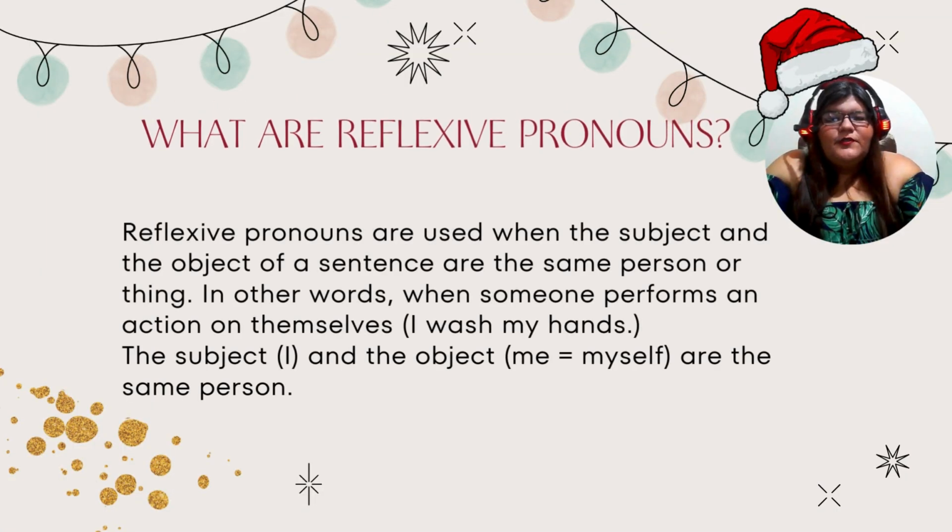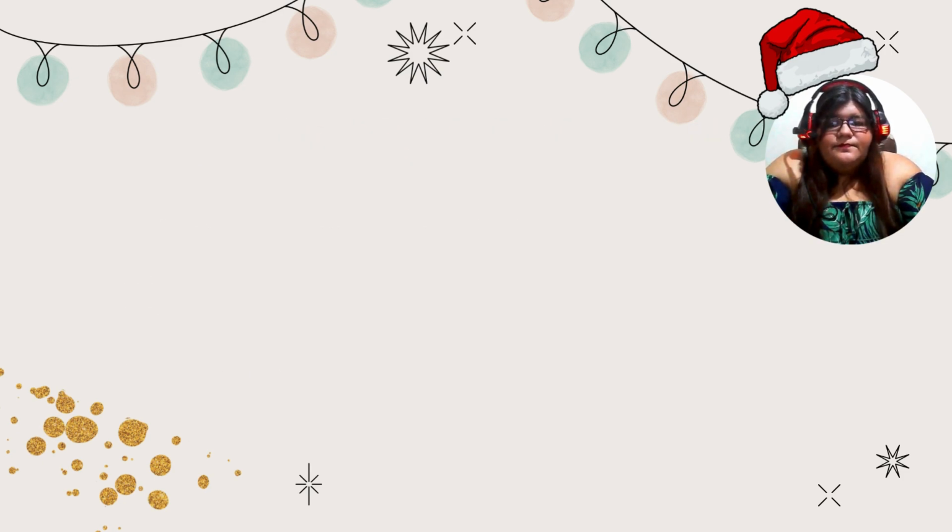So you must be wondering, what are reflexive pronouns? Reflexive pronouns are used when the subject and the object of a sentence are the same person or thing. In other words, when someone performs an action on themselves. For example, I wash my hands, the subject I and the object me. Myself, right, is the reflexive pronoun of I or me. I and myself are the same person.